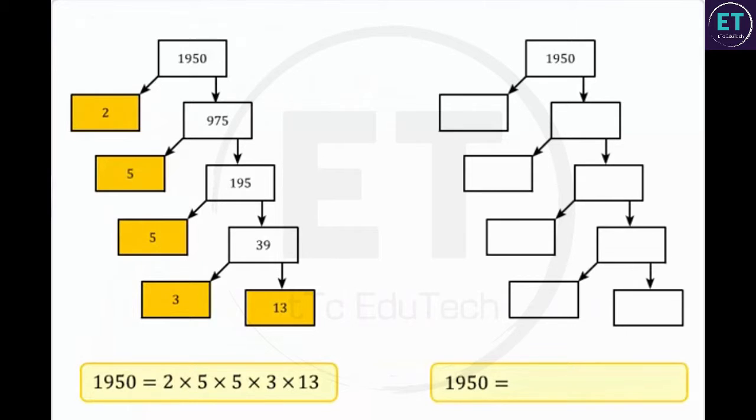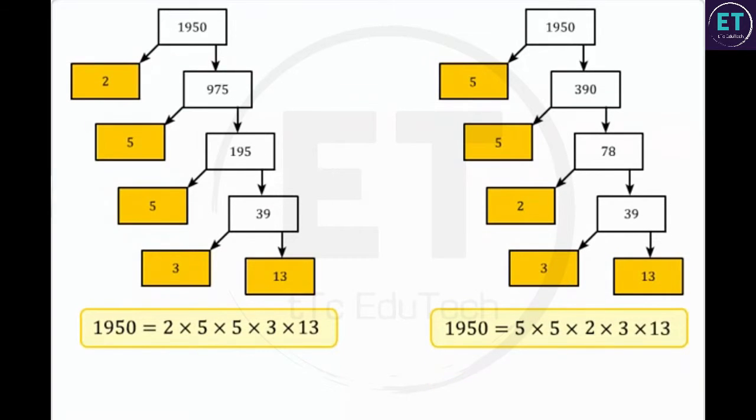Is there any other way to factorize 1950 using prime numbers? Let us see. Starting with 5 instead of 2, we get another set of prime factors for 1950. How are these factors different from the earlier ones? Note that the set of prime factors for 1950 still remains the same. Only the order of the prime factors has changed.